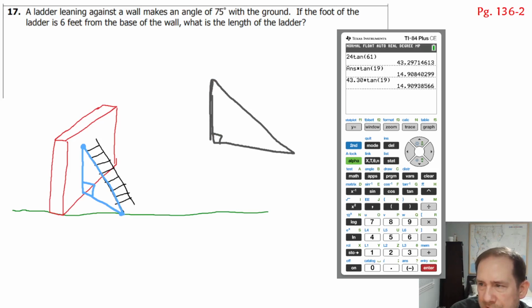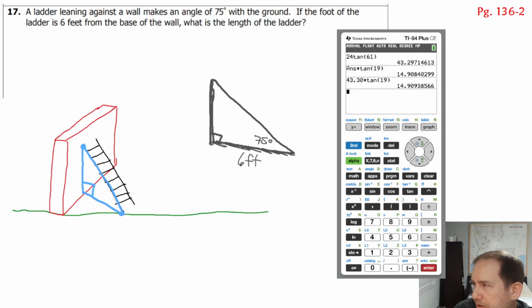Here's the height up and down the wall, which they didn't tell us anything about. Here's the distance across the grass, which is the 6 feet. It said that the ladder's base is 6 feet from the base of the wall. So from base of the wall to base of the ladder, that's 6 feet. They also told us that the ladder makes an angle of 75 degrees with the ground. So I know this is 75 degrees.